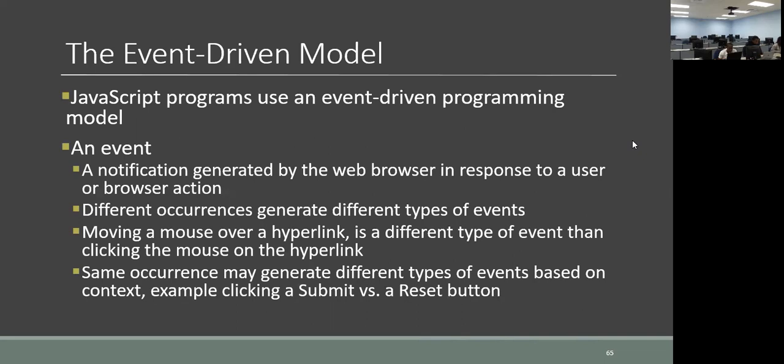So, as you can see, an event is a notification generated by the web browser in response to a user or browser action. You have different types of events: moving over hyperlinks, clicking on hyperlinks, images, clicking submit buttons. Whatever the user does on the browser, it's an event that the document object model handles.